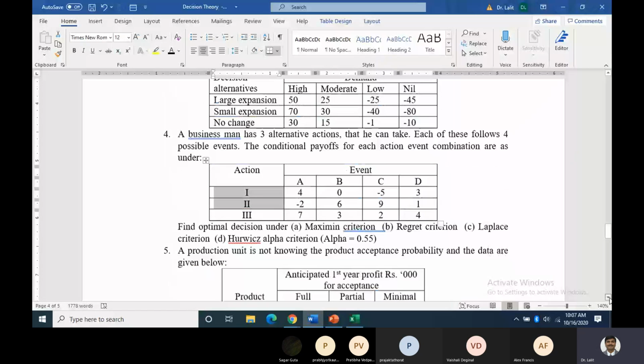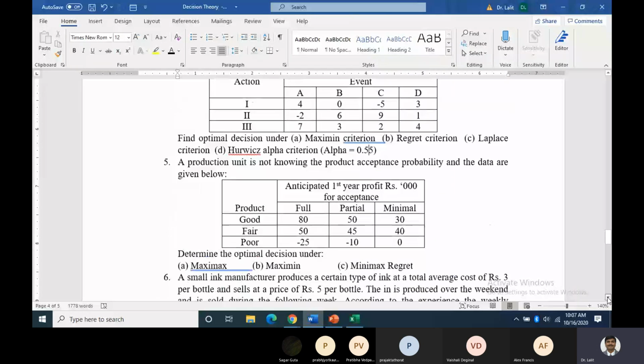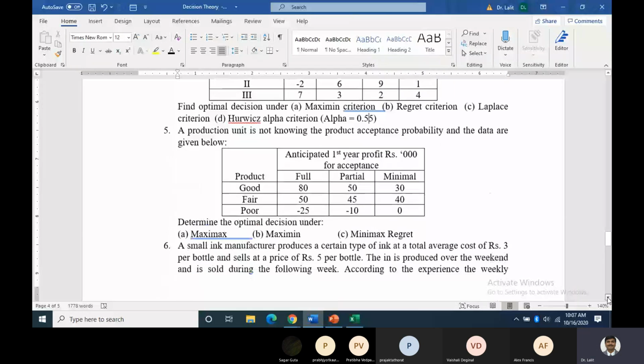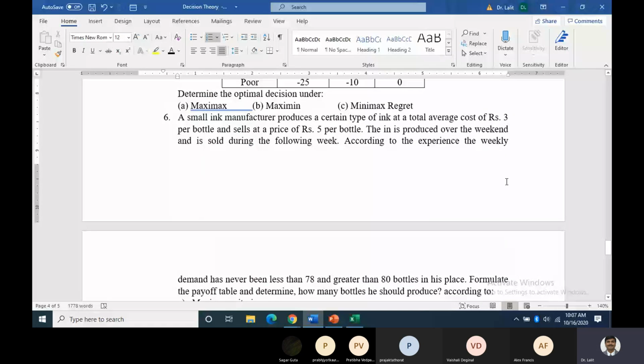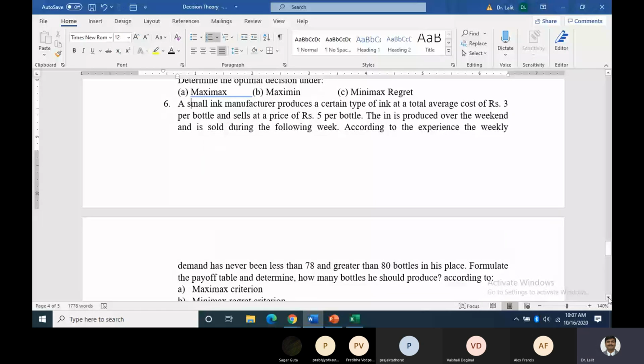यहाँ पे अल्फा की वैल्यू है 0.55. ठीक है. क्वेश्चन नंबर 5 में भी सिमिलर है. अब यहाँ पे इन क्वेश्चन नंबर 6 payoff matrix is not given, right? So to solve this problem, first we have to create a payoff matrix.